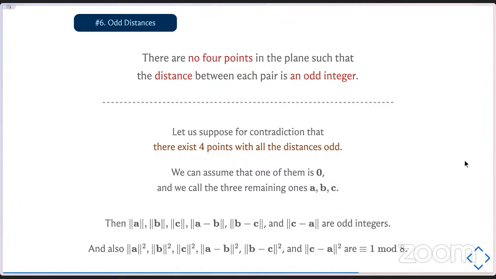And the claim is that these distances, the first 3 are just the distances between 0 and the points A, B, and C. And the others are the pairwise distances formed by the triangle ABC. The claim is that all of these happen to be odd integers. And it'll just be a useful fact that if you square up these odd integers, then they all turn out to be congruent to 1 mod 8, which is to say that they all leave a remainder of 1 when divided by 8. Maybe this is just blindingly obvious to some, but I just wanted to be sure that this is indeed the case.